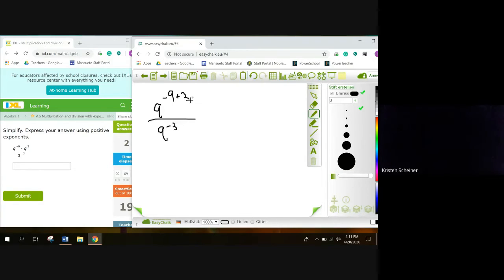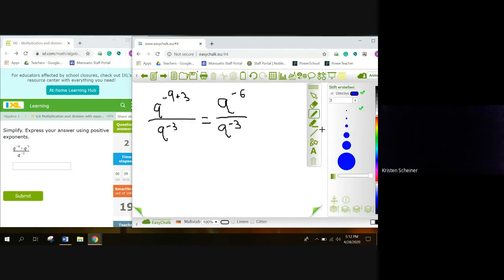I'm going to go ahead and keep working on the numerator. Negative 9 plus 3 is going to turn into q to the negative 6. And all of this is over q to the negative 3. This is now a quotient property of exponents. I am dividing like bases, which means I need to subtract my exponents.